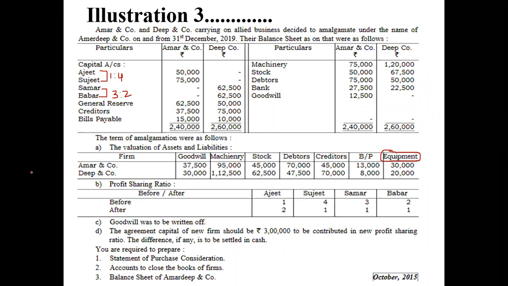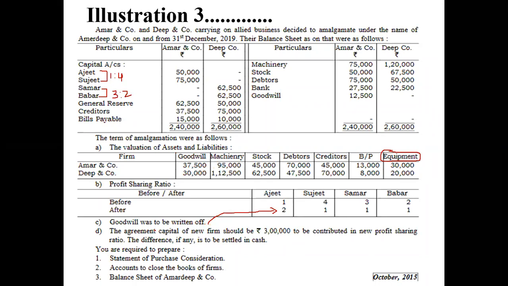Okay. Point number C says goodwill is to be written off. In the balance sheet of the new firm, they don't want goodwill, so this goodwill should be written off in the new profit sharing ratio. Let's see how much total goodwill we have: 37,500, which the new company has given to Amar, and 30,000 which is valued for Deep. So in total we have 67,500. That is to be divided amongst the partners, because we don't want goodwill in the new balance sheet and we want to write it off. So that is related to point number C.